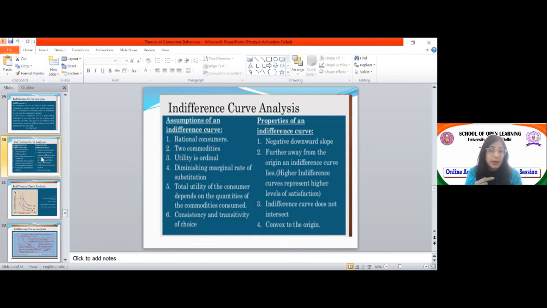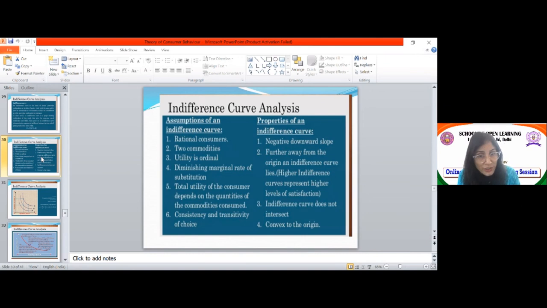The total utility of the consumer depends on the quantities of the commodities consumed. Whatever we are consuming, the total utility is derived from that. Next, consistency and transitivity of choice. Suppose I'm liking an apple right now, so I will not choose an orange over it. If I'm saying apple is better than orange, then definitely I'm choosing apple only. So there should be consistency in my choice. And transitivity means that if we choose apple over orange, and orange over banana, then we are choosing apple over banana. Apple is better than orange and orange is better than banana, so apple is obviously better than banana. That is called transitivity.